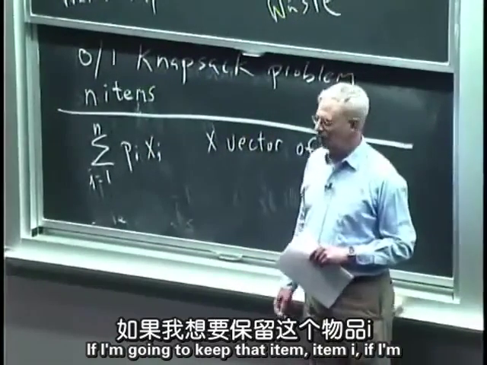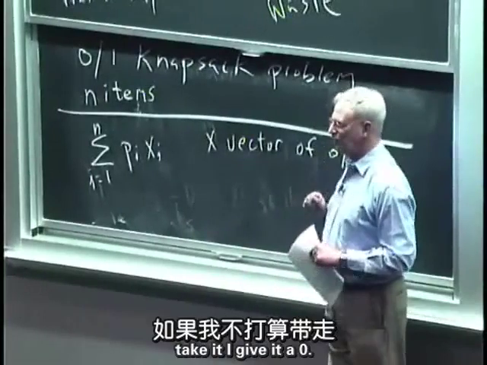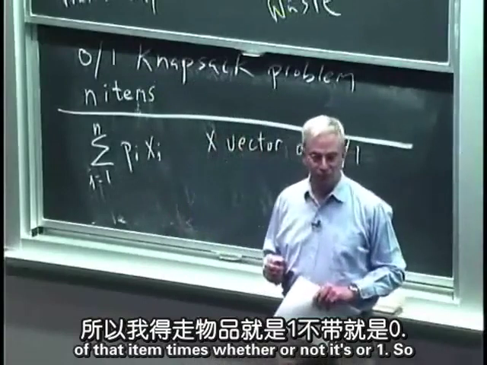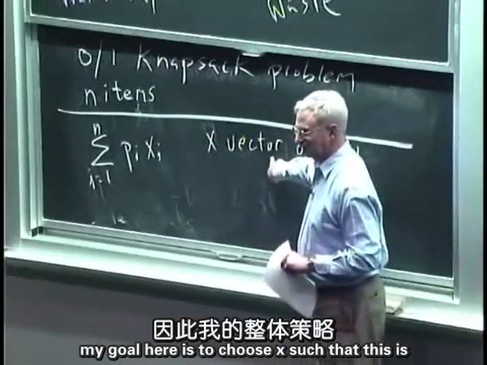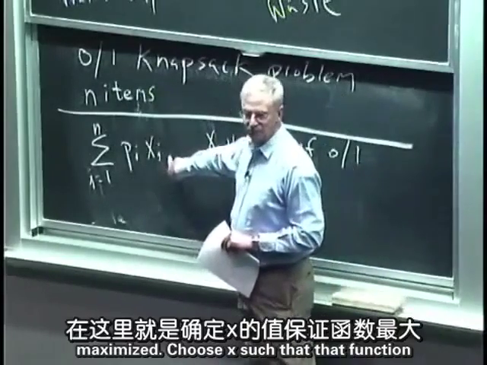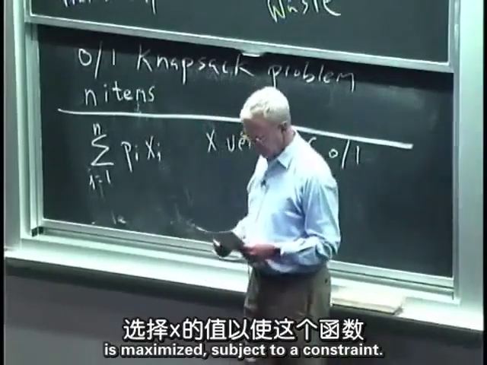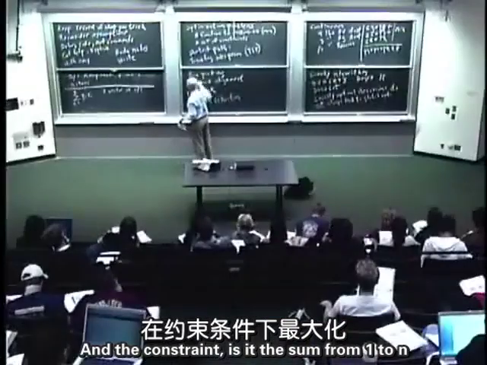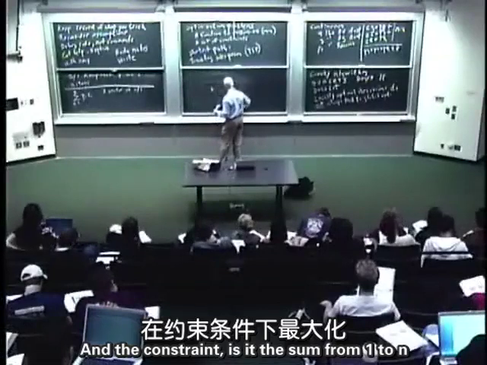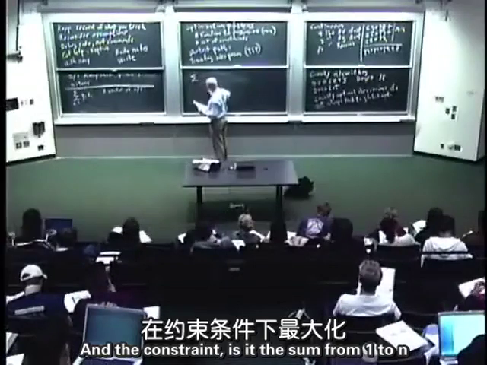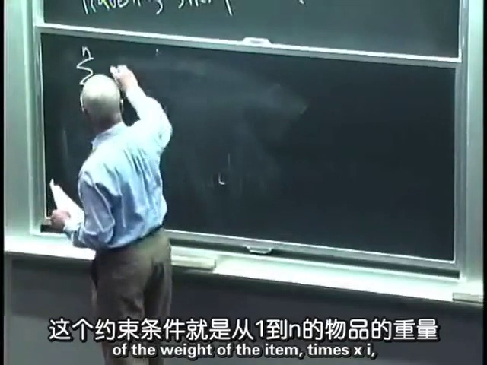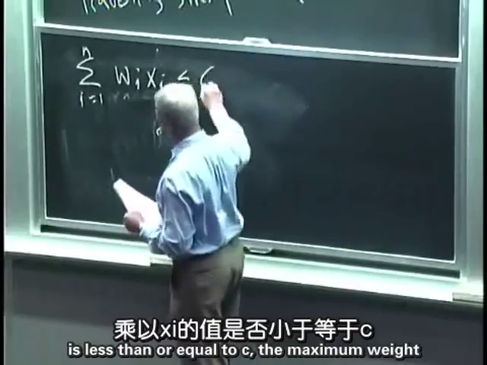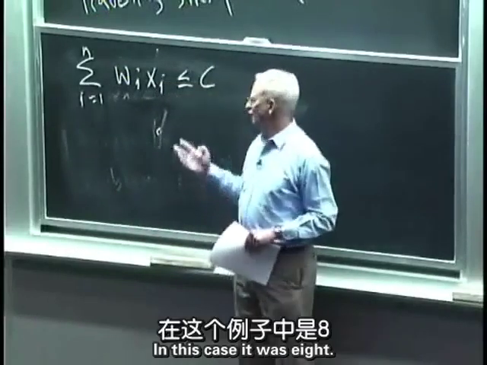If I'm going to take item i, I give it a 1. If I'm not going to take it, I give it a 0. And so I just take the value of that item times whether it's 0 or 1. So my goal here is to choose x such that that function is maximized, subject to a constraint. The constraint is that the sum from 1 to N of the weight of the item times x_i is less than or equal to C, the maximum weight I'm allowed to put in my backpack. In this case, it was 8.